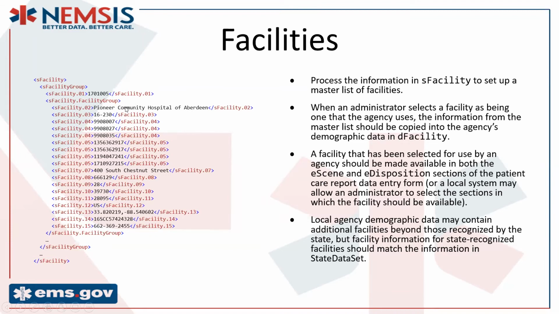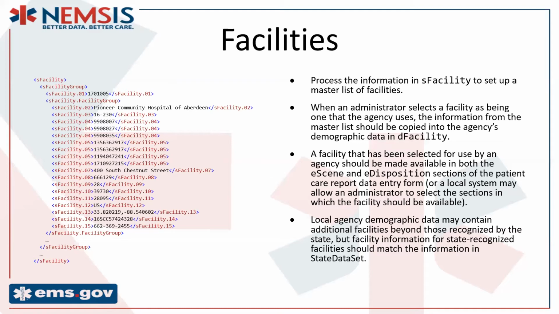So Pioneer Community Hospital of Aberdeen is a hospital. And then we've got their ID number, their hospital designations, their NPIs, their street address, contact info, GPS, USNG coordinates, telephone number, all of that. So this is information that you can use to help your agencies set up the facilities that they either pick up patients from or transport to.